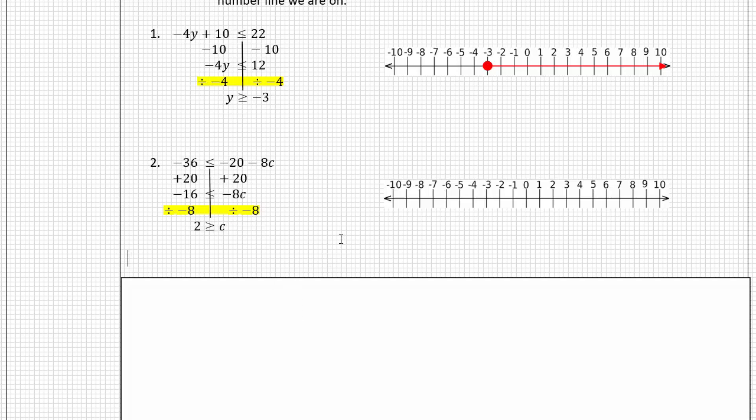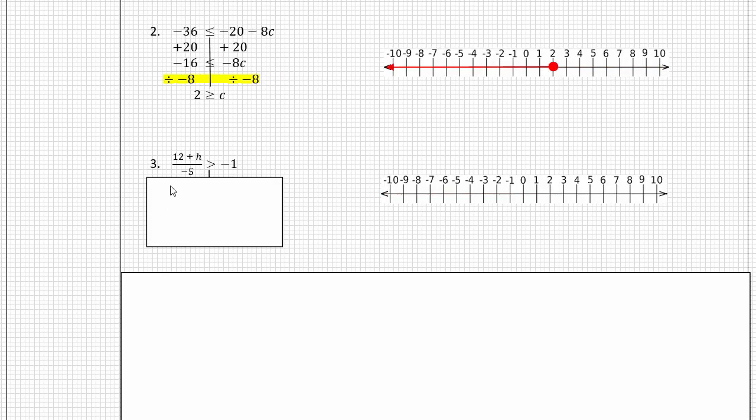What is that solution going to be on the number line? Well, if you have a filled in circle at positive 2, and since when we start with the variable side, we read it that c is less than or equal to 2, you highlighted everything to the left of 2 on the number line, I would agree. Let's try number 3.